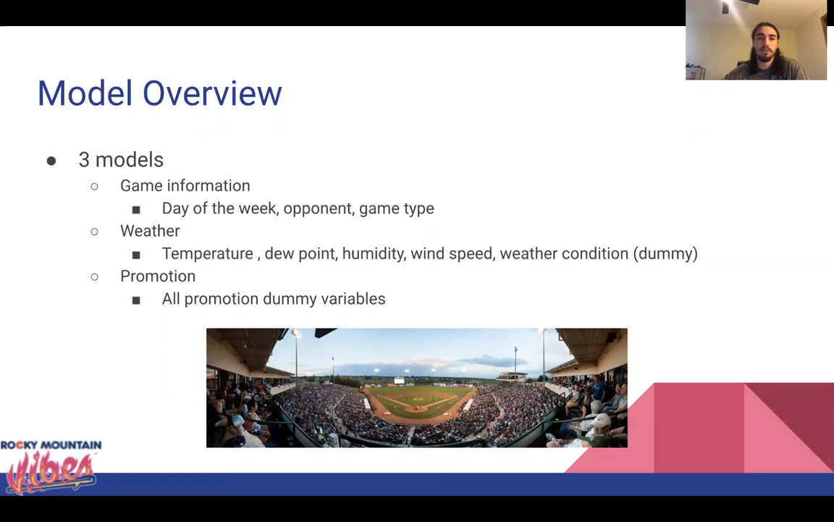Game information, which included day of the week, opponent, and then game type, day or night game. Weather, which had a bunch of weather data I got from Weather Underground. And then promotion, which was just all my promotion dummy variables.